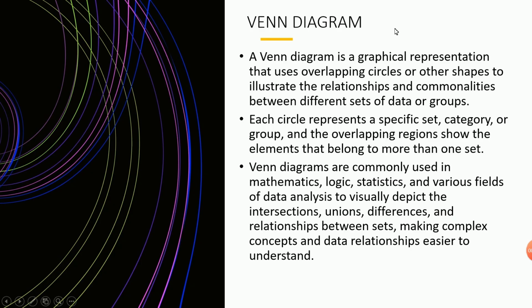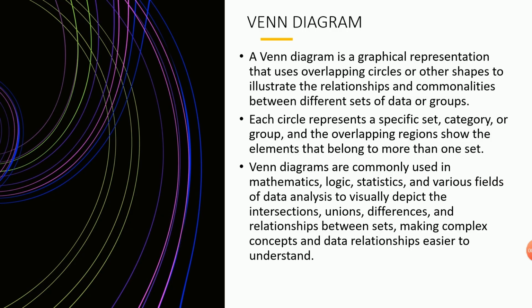Next comes Venn diagram. Venn diagram is a very simple as well as most important form of relationship finding concept. A Venn diagram is a graphical representation that uses overlapping circles or other shapes to illustrate the relationships and commonalities between different sets of data groups. A simple Venn diagram consists of two overlapping circles. If two circles are overlapping, we can call it a Venn diagram.